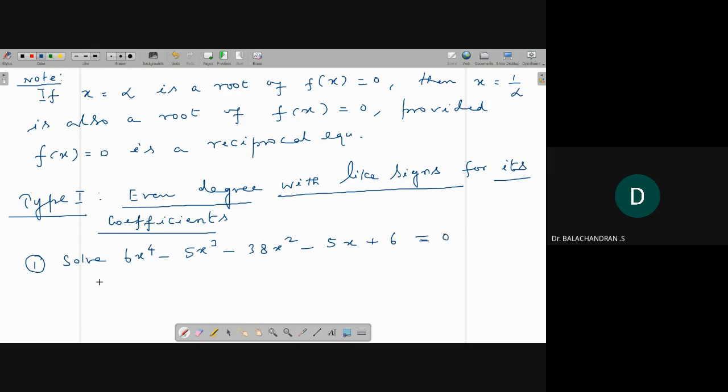First we should find out which type this comes under. You can easily find out it is an even degree. The maximum degree is 4, and the coefficients are plus 6, minus 5, minus 5. So this is the middle term, and we have the like signs. So this is type 1.